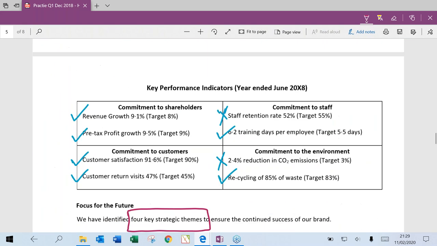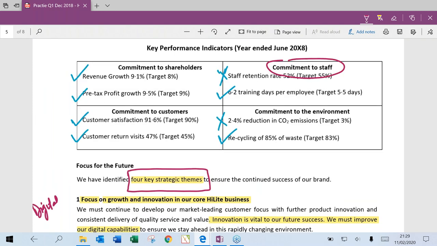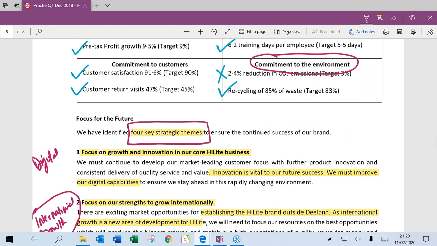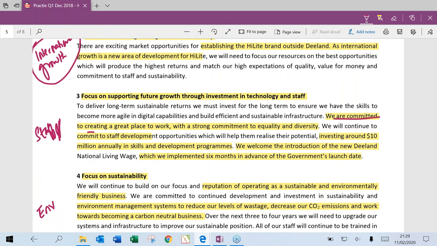Digital. You see this table? Do you see this? Some KPIs. I would like to use it. And then there's this staffing paragraph. We are committed to create a great place to work. It talks about equality, diversity. We spend so much money on staff development and annual skills. And we implemented the new law 6 months in advance.